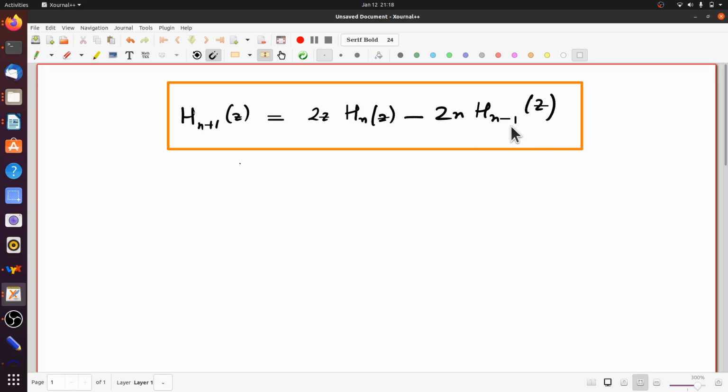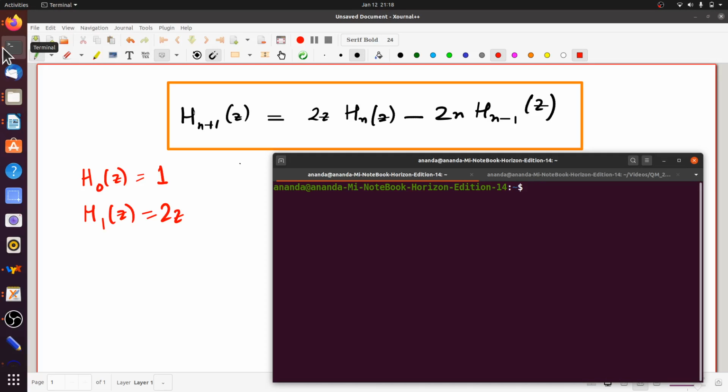But this alone will not tell me the Hermite polynomials, because what I need to know is at least two pieces of information in addition to this. That is, what is h0(z), and we know that that's 1, and what is h1(z), that of course is 2z. So once we know these two things, I can use them to find out hn(z) using this recursion relation. So how do you do this in a programming language? You can use recursive definitions, and gnuplot also allows you to define a function recursively. Let us see how that goes.